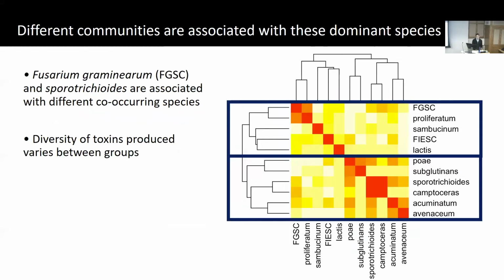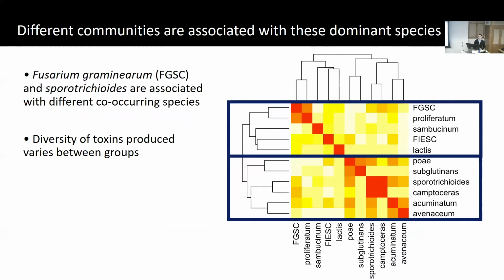What's more interesting, though, is that two distinct Fusarium communities were associated with each of these dominant species. Graminearum was generally found alongside less common species and saprophytes, while sporotrichioides was associated with other well-known crop pathogens. This heat map here shows the strength of co-occurrences between species, and I've added boxes around the two clusters to make the divide between those communities more clear.